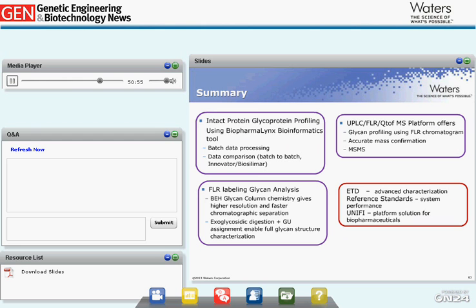And ETD offers advanced characterization for glycopeptides, and lately we introduced the reference standards to help scientists do system checkup and get better LC-MS data quality. And then Unify, we talked about Unify as a platform solution for biopharmaceuticals.